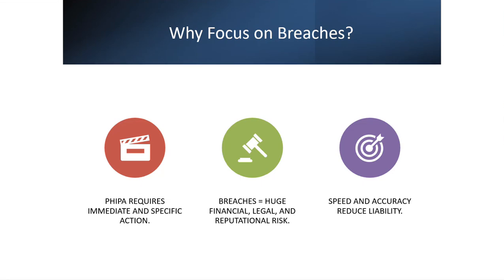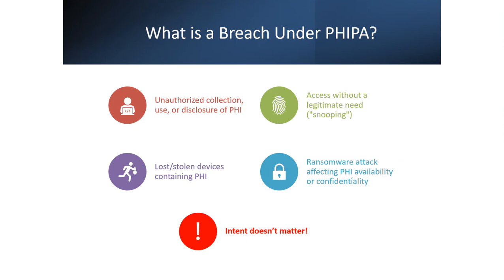Breaches carry huge financial liability, as we discussed in part one, and you need to have a very specific way of reading out these breaches. So, announcing the breaches. Now the question is, what is a breach? Any unauthorized collection, use, or disclosure of PHI; access without a legitimate need, which is known as snooping; lost or stolen devices that contain PHI; and a ransomware attack affecting PHI availability or confidentiality.